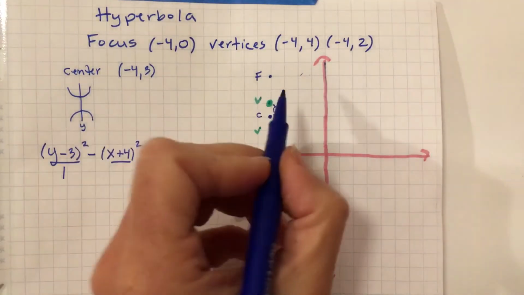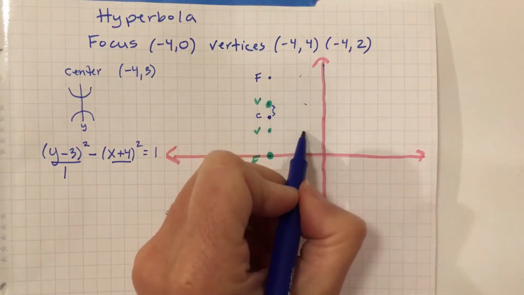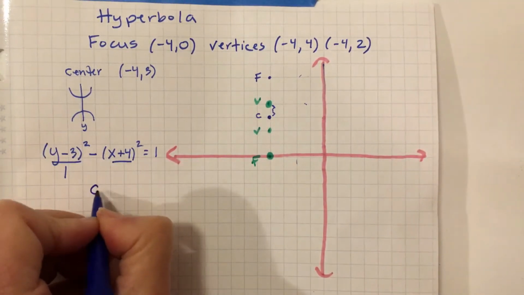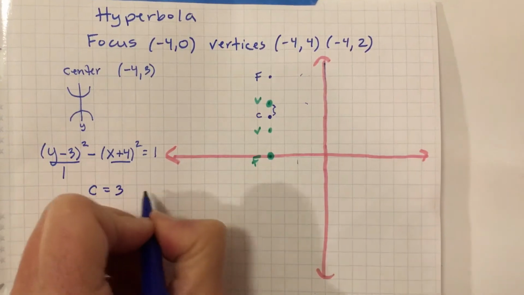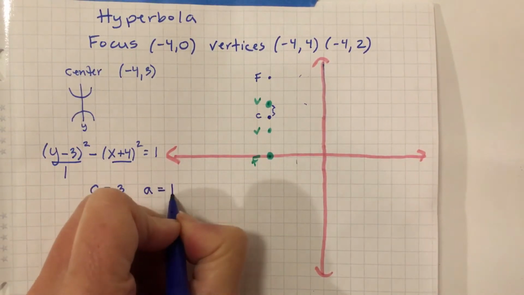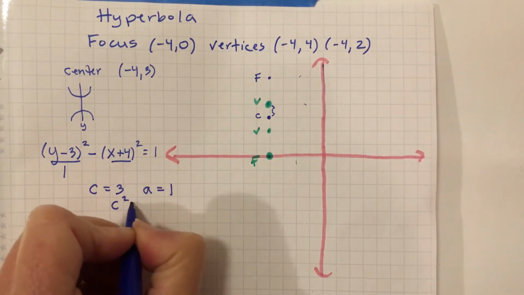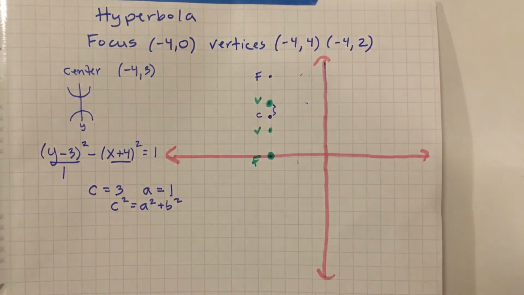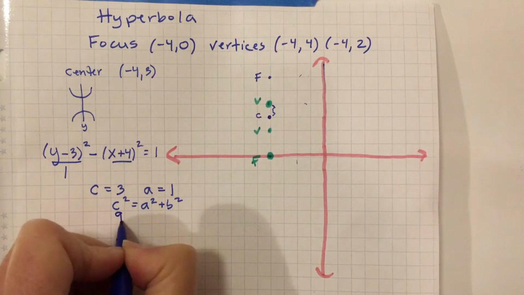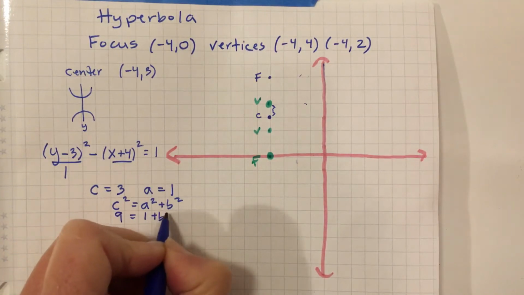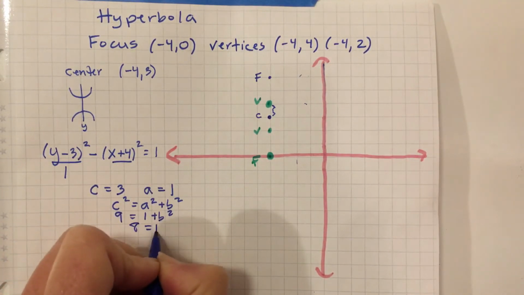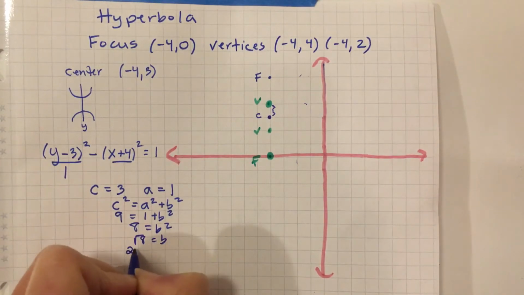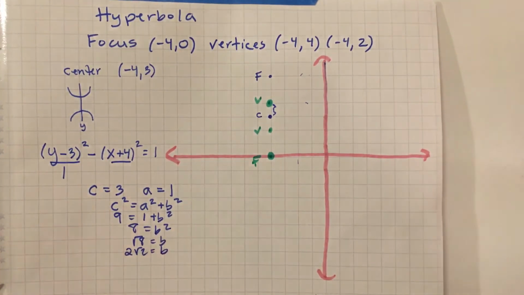What we don't know is how far out I'm going to draw my box. So this is what we do know. We know the distance to the foci is 3. We know the distance to the vertex is 1. So we're just going to use that equation to find this, which is the width of the box. So 9 equals 1 plus b squared. 8 equals b squared. Square root of 8 equals b, which of course is 2 root 2.